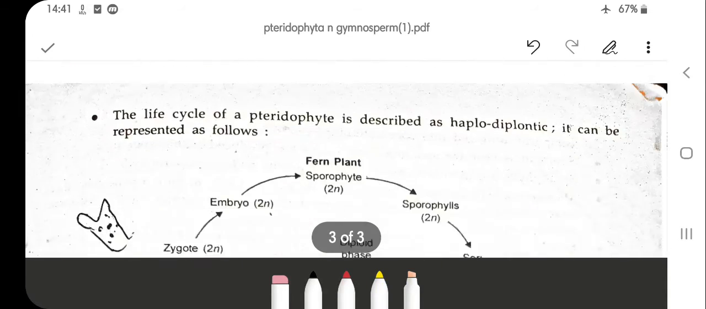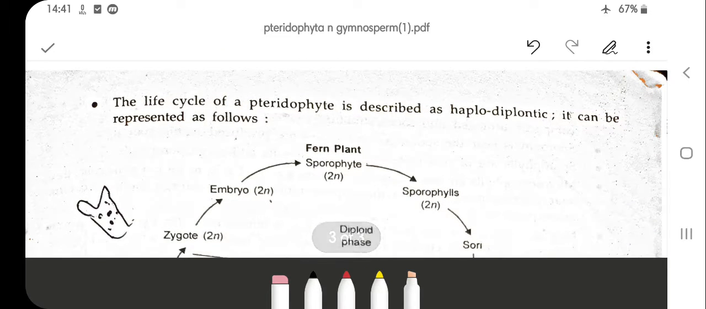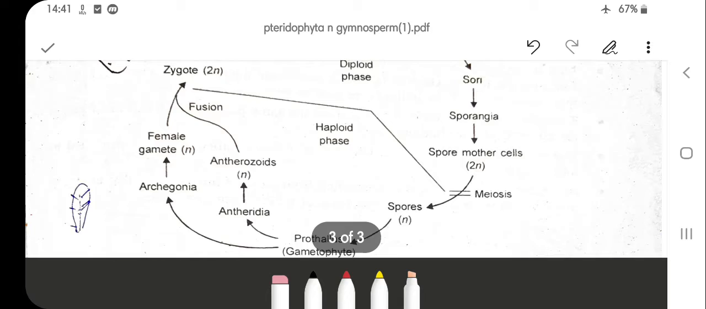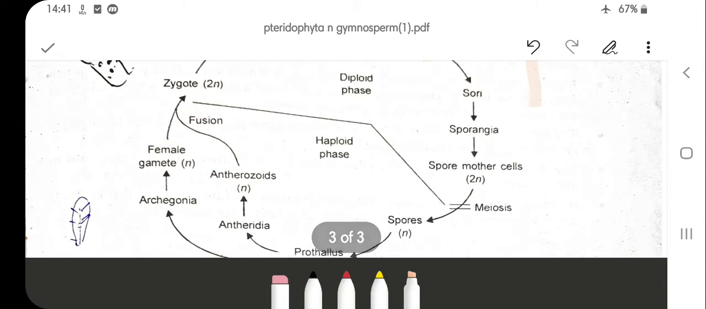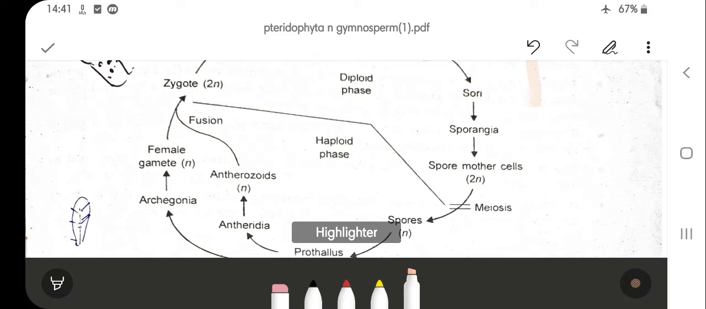Next we have the life cycle, very important. The life cycle of pteridophytes is haplodiplontic, meaning starting from diploid, in between we have the haploid, a very important phase, and again the diploid phase. Here you can see the life cycle. We start from the sporophyte, 2n, that is the fern plant. Then sporophylls, again 2n. Then the sori, which are the sporangia containing spores.